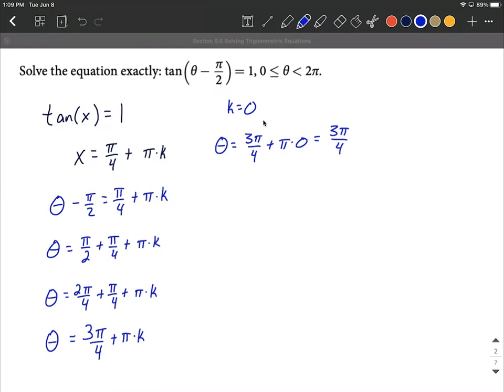Let's move on to k equals 1. All right, so if k equals 1, we get 3 pi over 4 plus pi times 1, which will be 3 pi over 4 plus 4 pi over 4 with a common denominator. 4 over 4 is equivalent to this 1, which will give us 7 pi over 4. 7 divided by 4 is still smaller than 2. It's like 1 3/4, which is smaller than 2.